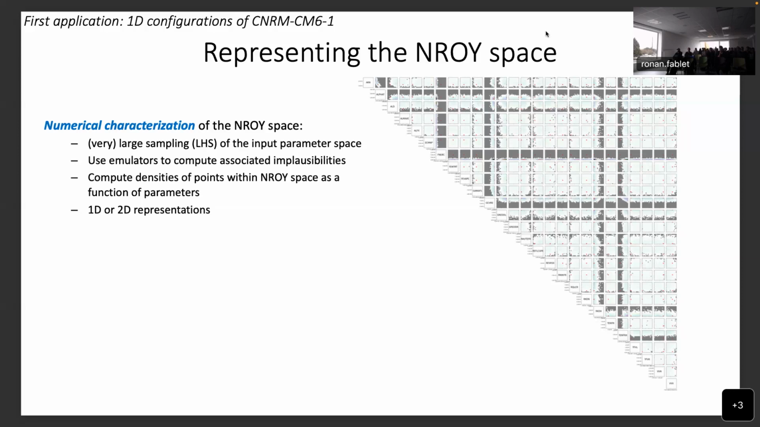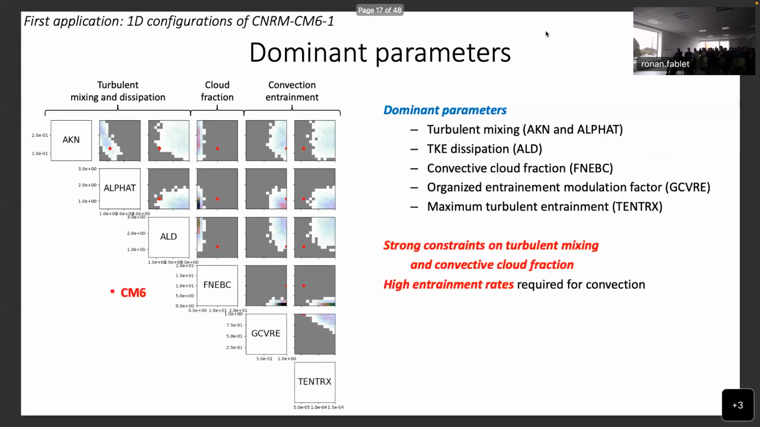And here we have a 2D representation. So for each panel, you have the dependence between 2 parameters, and you have the density or the optical depth of the parameters that are plausible given the metrics we are using, the constraint we are using.